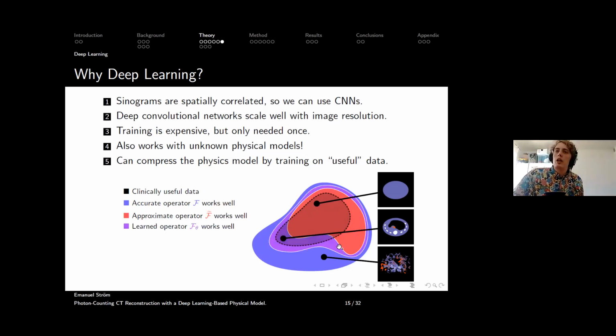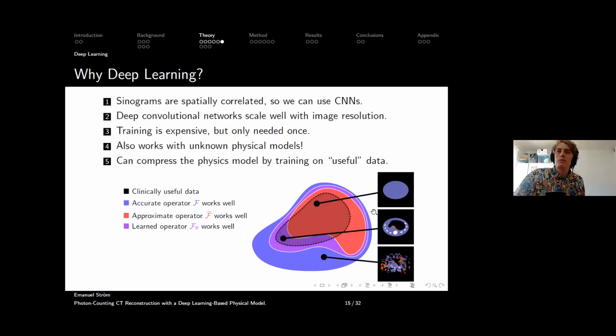So what the deep learning approach can do is that by training on just this clinically useful data, we can restrict ourselves to this domain, and that means that we can compress this accurate operator. We can parameterize this in a more compact way by ignoring the data that we never expect to see. It's not a rigorously stated argument, but I think it helps in reasoning why this learned operator approach can give us some sensible physical model.